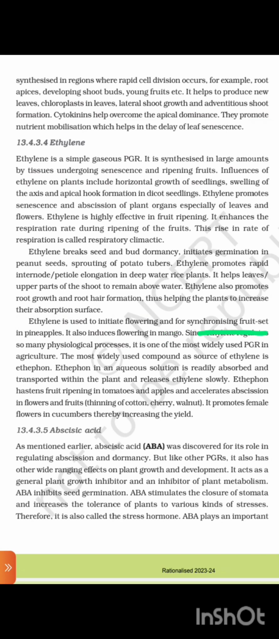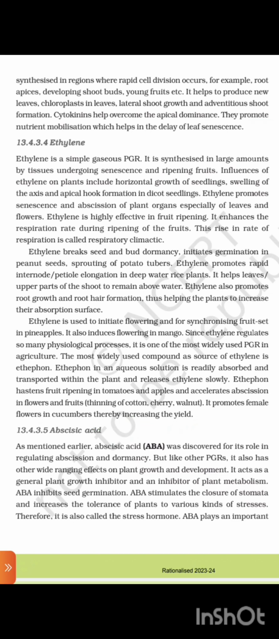Ethylene is used to initiate flowering and for synchronizing fruit set in pineapples. It also induces flowering in mangoes. Since ethylene regulates so many physiological processes, it is one of the most widely used PGR in agriculture. The most widely used compound as source of ethylene is ethephon. Ethephon in an aqueous solution is readily absorbed and transported within the plant and releases ethylene slowly. Ethephon hastens fruit ripening in tomatoes and apples and accelerates abscission in flowers and fruits. Thinning of cotton, cherry, walnut. It promotes female flowers in cucumber, thereby increasing the yield.